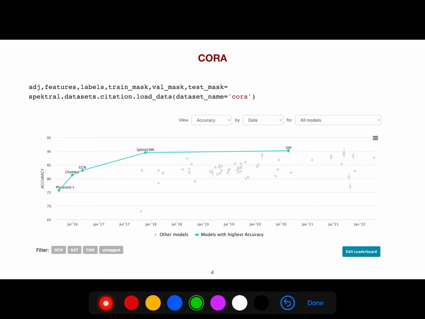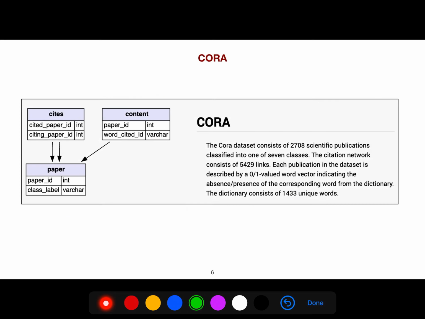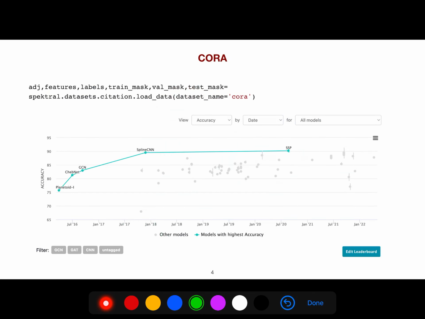And CORA is a good benchmark because it has 2,708 scientific publications and only 7 labels. So we have 7 topics. So let's come back to this.